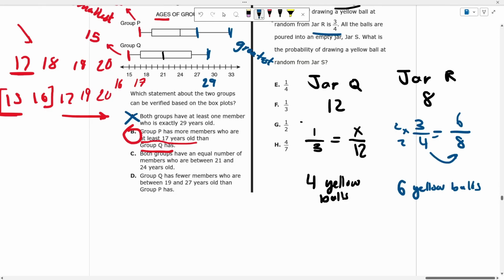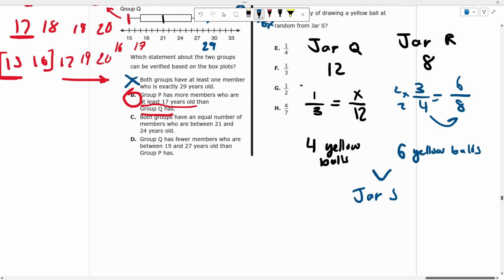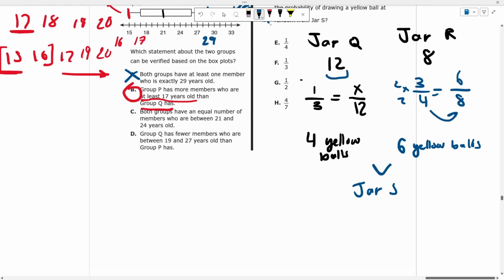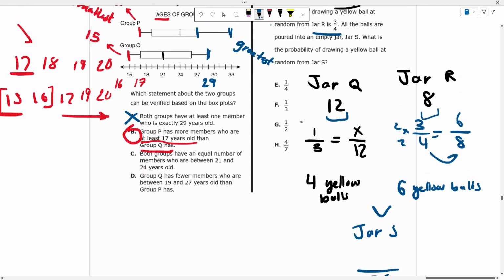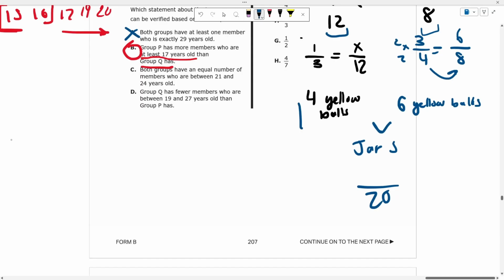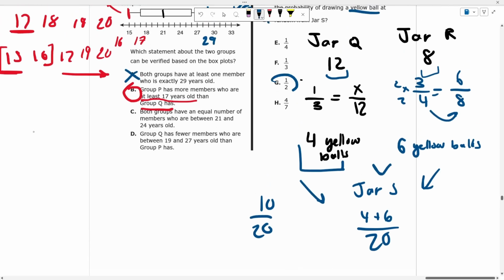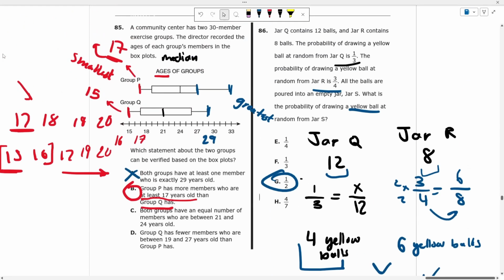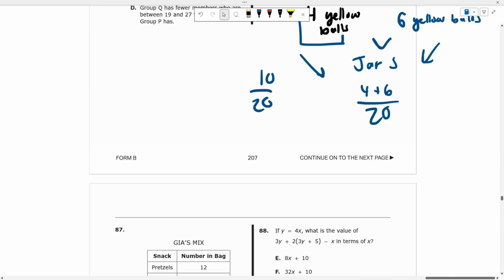Now it says that both of these are poured into an empty jar called jar S. So we combine the 12 balls from Q and the 8 balls from R to get 20 in total. And then in the numerator, we have the 4 yellow balls from jar Q and the 6 yellow balls from jar R. So here we have 4 plus 6, or 10/20. So 10/20 is equal to 1/2, so that's going to be our probability for number 86.